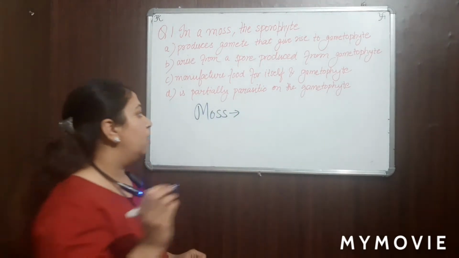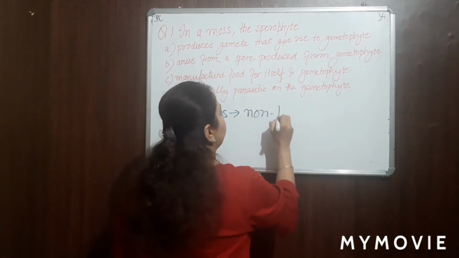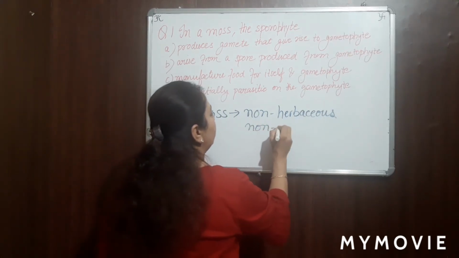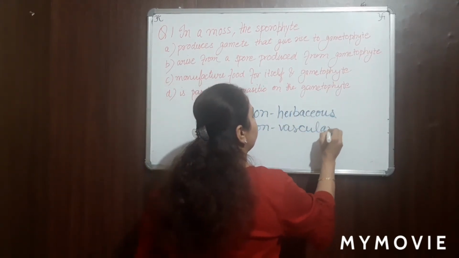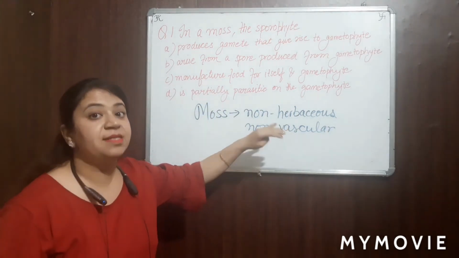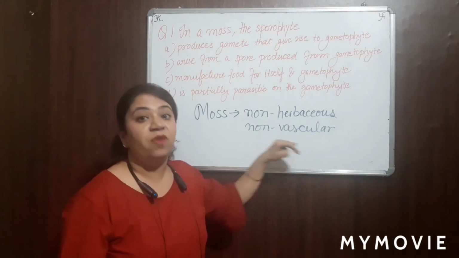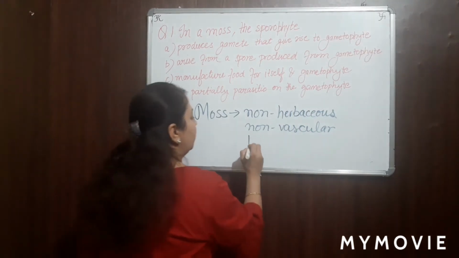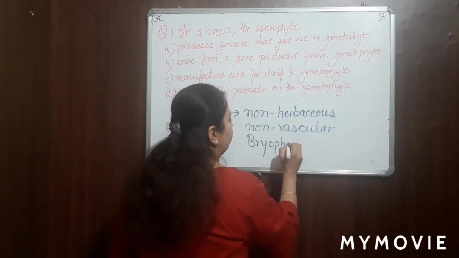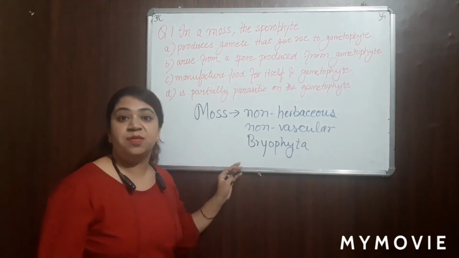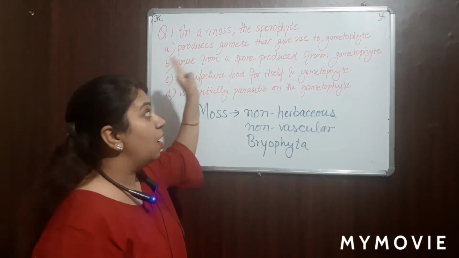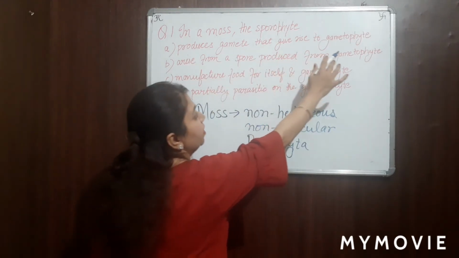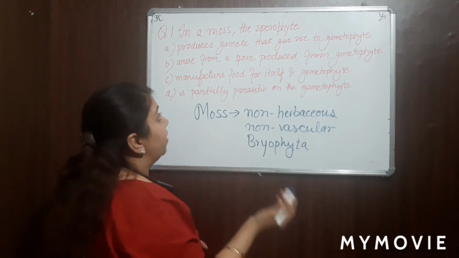Mosses are the non-herbaceous and non-vascular plants. If we are saying non-herbaceous, it means they are not woody, and if we are saying non-vascular, it means xylem and phloem is missing in these plants and they belong to the plant division Bryophyta. So now let's move on to the question again, which says, in a moss, the sporophyte. A option says produces gamete that give rise to gametophyte. This option is right or wrong?